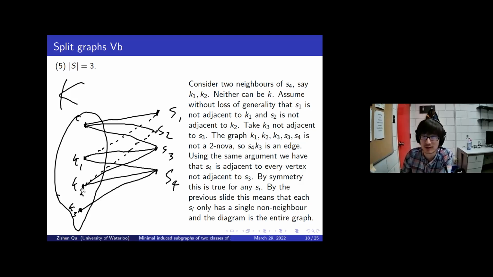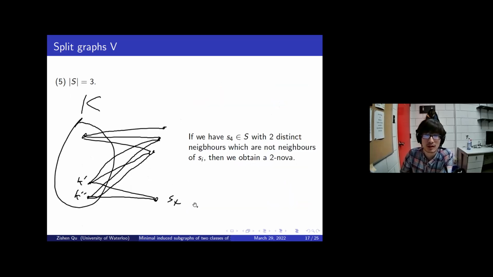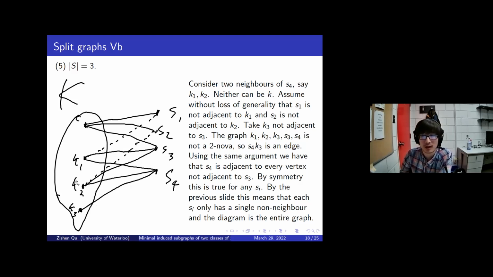And if you just pick 2 of the K1, K2s, you can show that for any Ki that's not incident to Si, S4 is going to be incident to it. So what that means is, S4 is incident to all of these. But here, we showed that if you have two distinct neighbors, which are not neighbors of Si, then we obtain a 2 nova. So it means there can only be one. So there's only one of K1, K2, K3. So this is actually the entire graph.